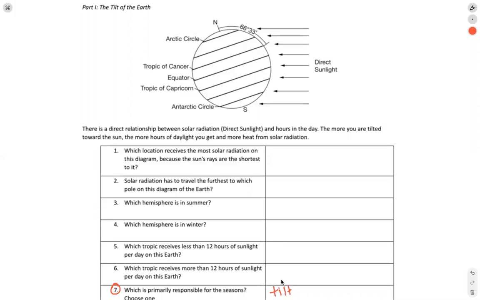If our Earth was straight up, that means year round we're going to constantly receive the same amount of sunlight. So the only differences we would have is day and night. If we were straight on our axis, we would receive the same amount of sunlight year round, no matter what. The only time we would have less sunlight is when we're facing away from the sun and it's nighttime.